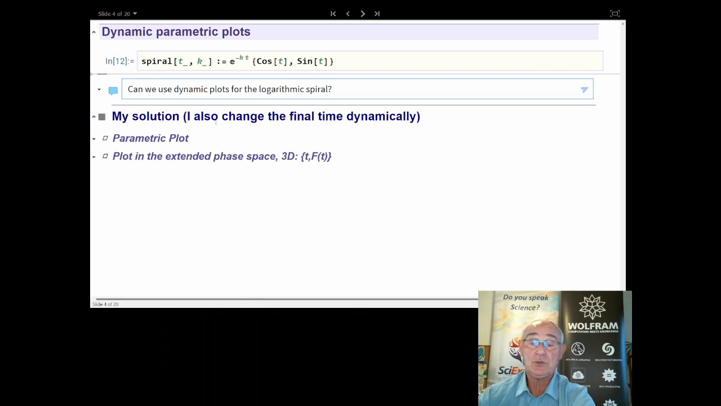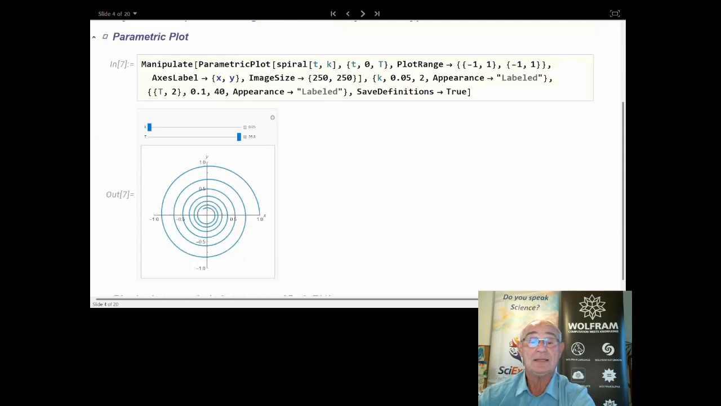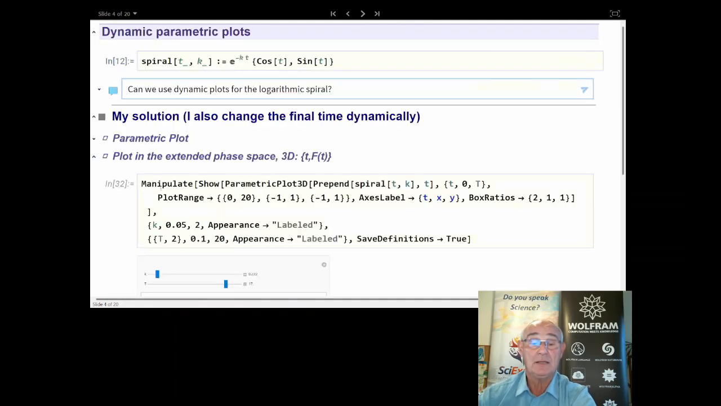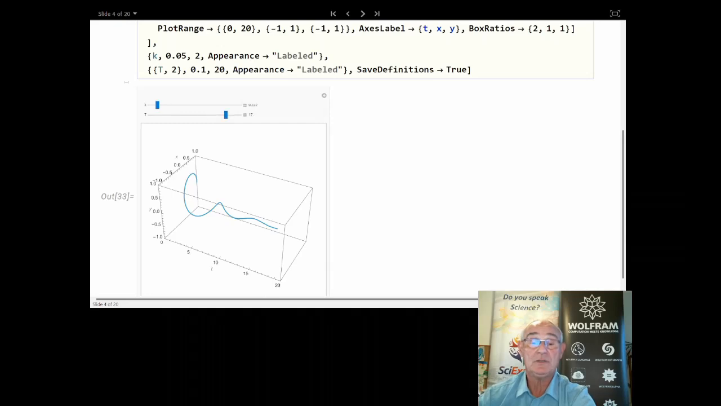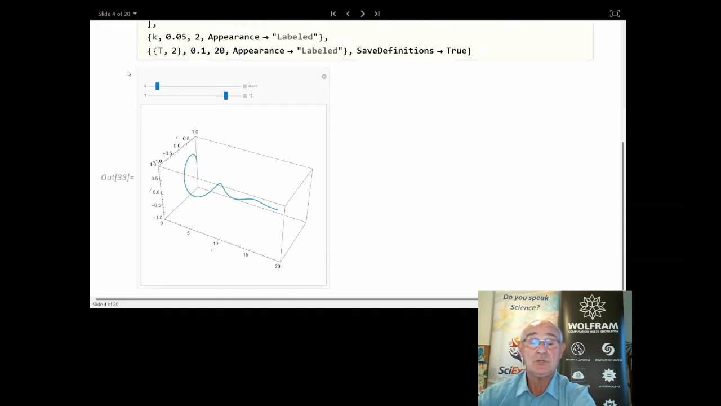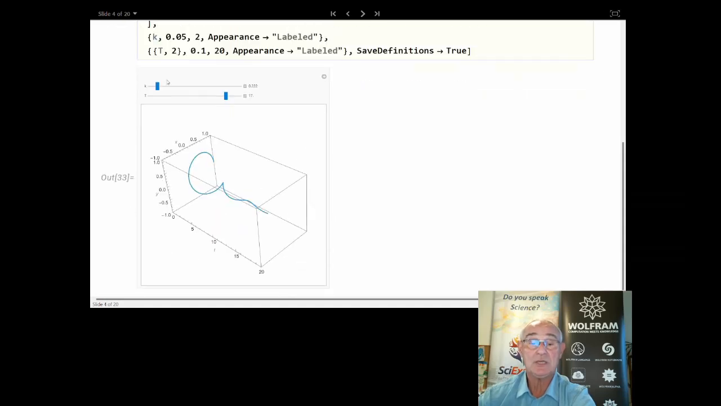Okay, so my solution is also changing the final time dynamically is very simple. That's the parametric plot using Manipulate. That's pretty nice, and special functionalities, special options are also used in Manipulate. In the introductory training we learn those, we learn how to use them. Finally, how to plot the parametric curve in the extended phase space. That's also important. In that case the time coordinate is also included, so that's now a 3-dimensional space, and then we can see how it works.